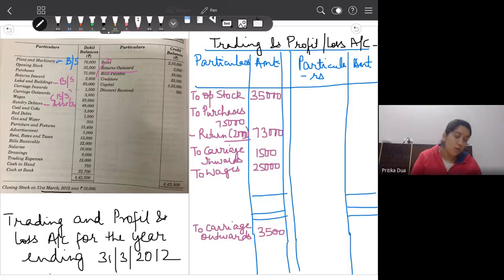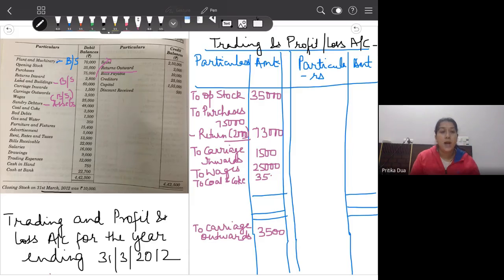Okay, next is coal and coke. So where is coal used? Can anyone tell me? Coal and coke, where will they be used? In factories. In factories in the production process. Okay. So coal and coke again will be a direct expense for the business. And so I put it on the debit side of the trading account. So this amount is 3,500.